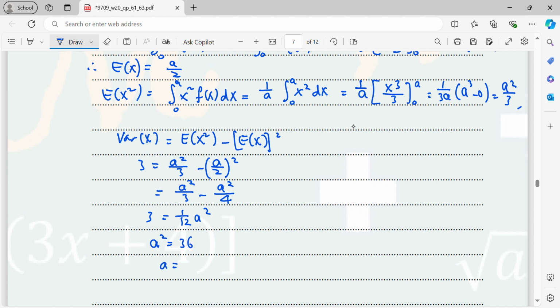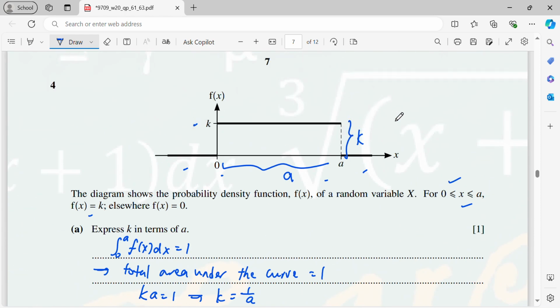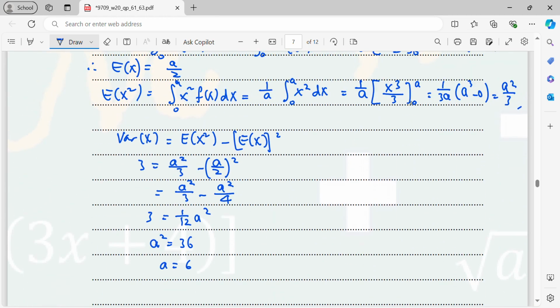Hence my a will be 6, because when you look at the diagram, obviously your a is positive. So I will not write plus minus 6. Probably here you can write a is plus minus 6, but a is greater than 0. Therefore, your a is 6. So this is the solution of this question.